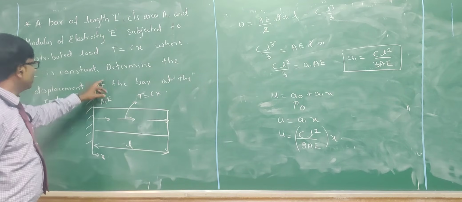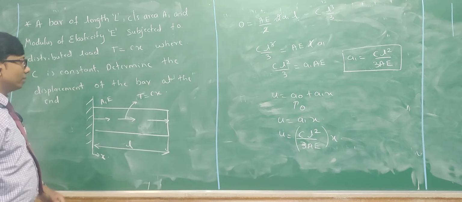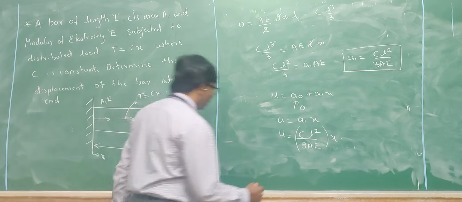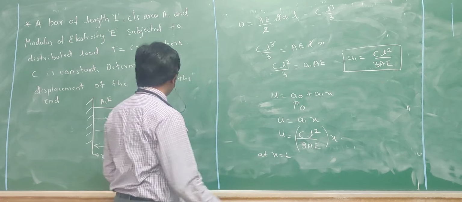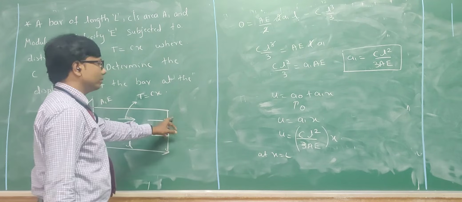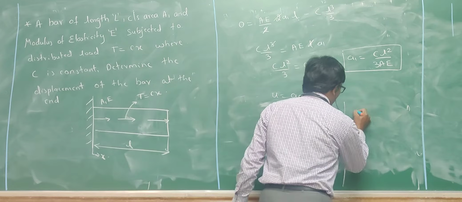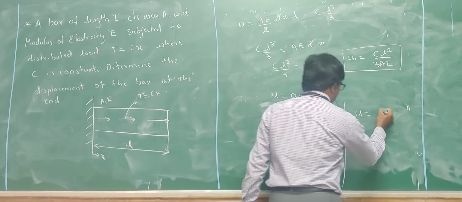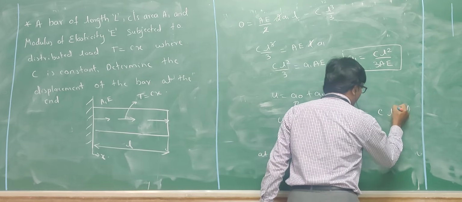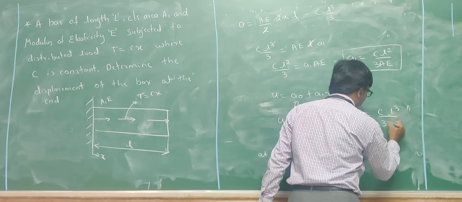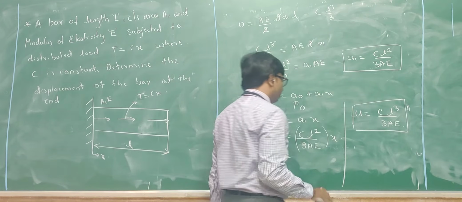So this was the problem definition. We need to determine the displacement of the bar at the end. So at the end means, you can take x is equal to L. End means this end. At x is equal to L, what will you be getting? u is equal to c L square into L, so it becomes c L cube divided by 3AE.